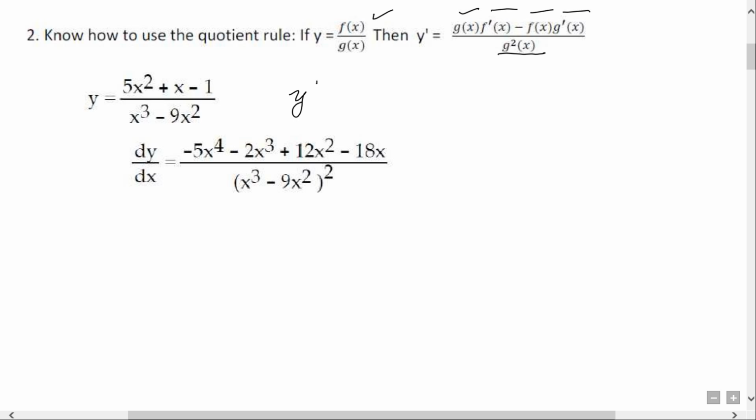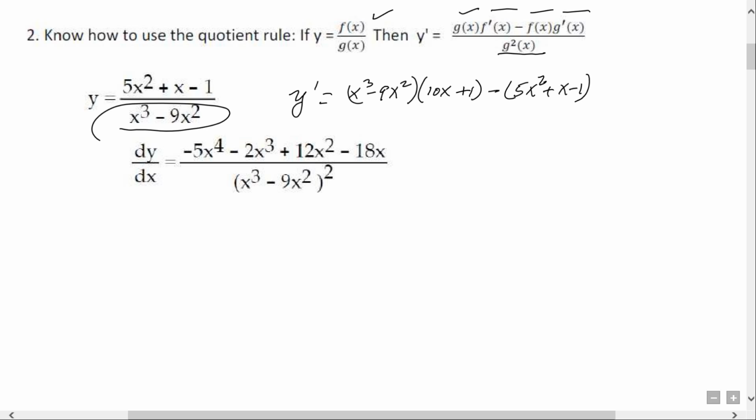Following the quotient rule, we have the derivative is equal to the bottom, which is x cubed minus 9x squared, times the derivative of the top, which is 10x plus 1, minus the top, and put it into parentheses, times the derivative of the bottom, which is 3x squared minus 18x, divided by the denominator, or bottom, squared, which is x cubed minus 9x squared, quantity squared.